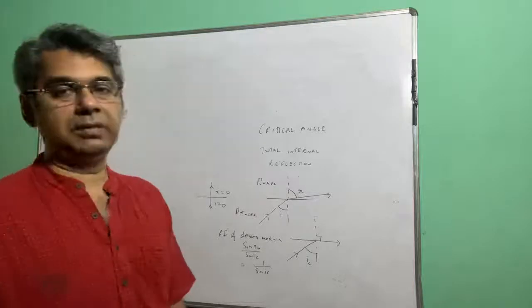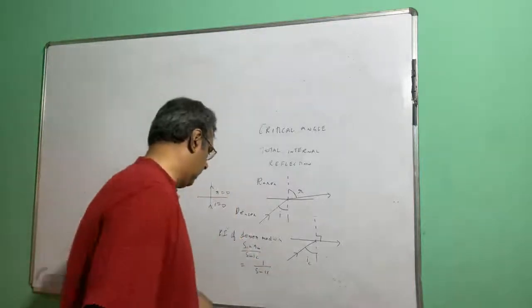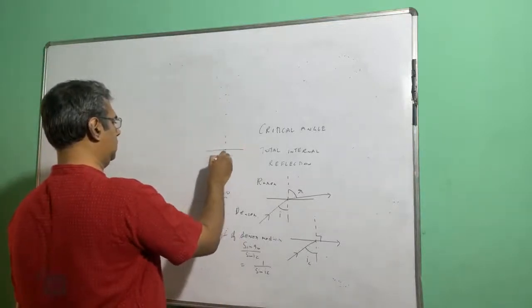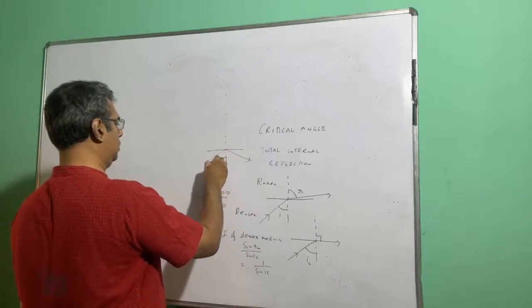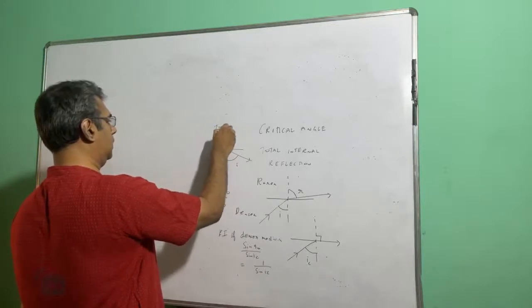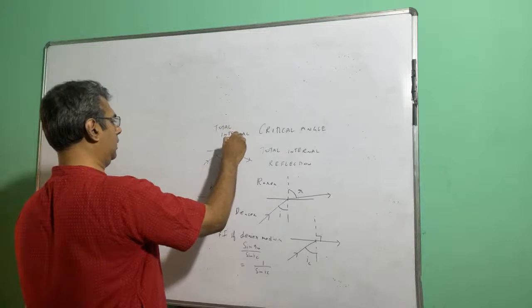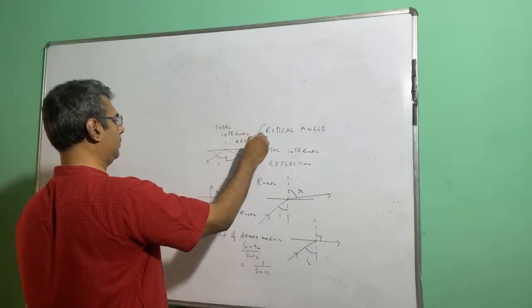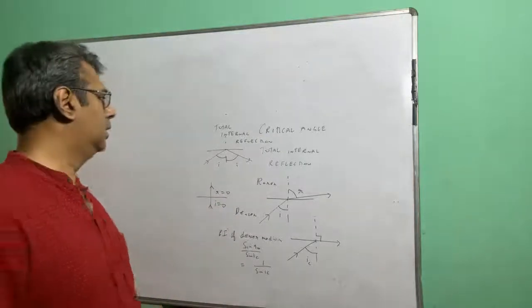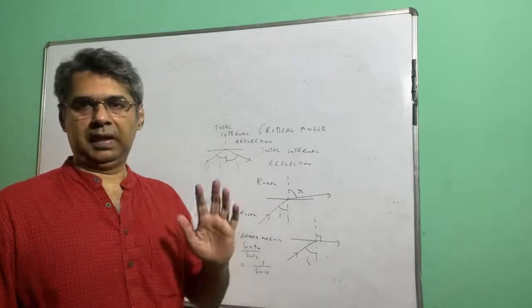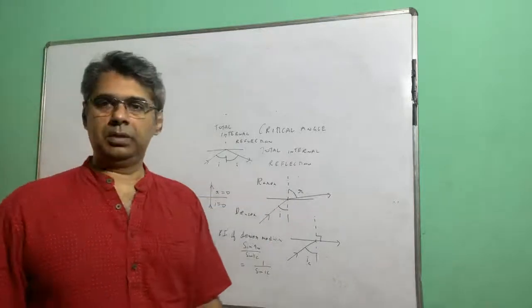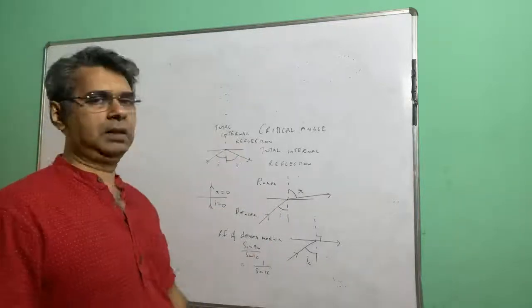So what happens if the angle of incidence exceeds the critical angle? Then there will be no refraction and there will be something called total internal reflection. As the name suggests, no part of the ray will refract, the entire ray will reflect and come back into the same medium. So that is why it is called total internal reflection.